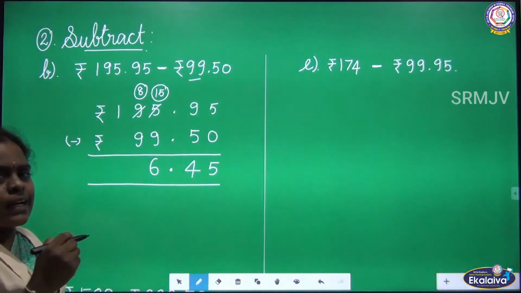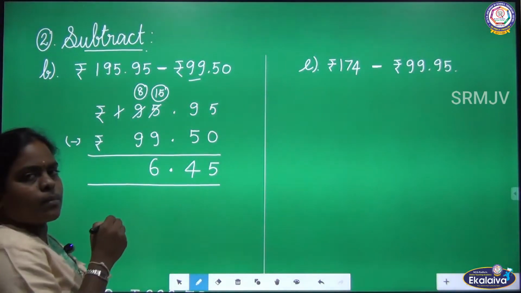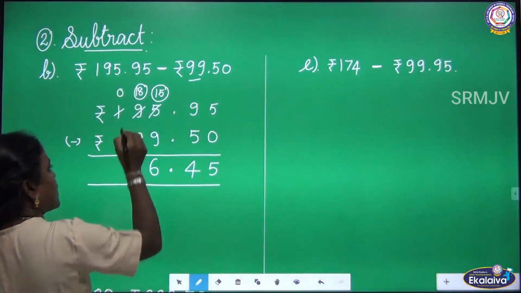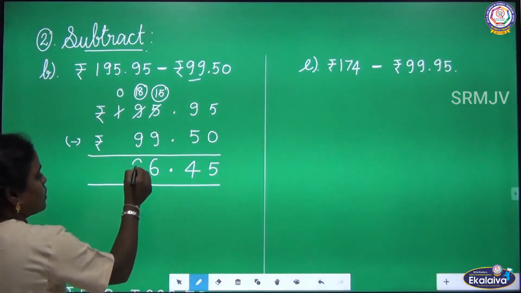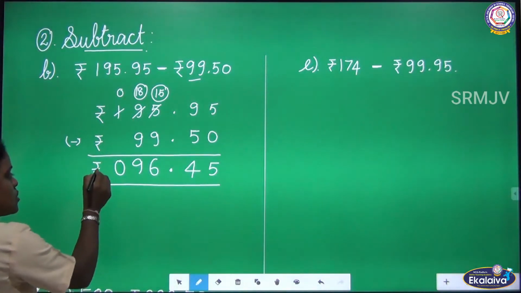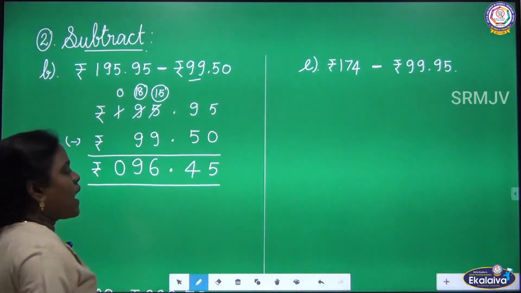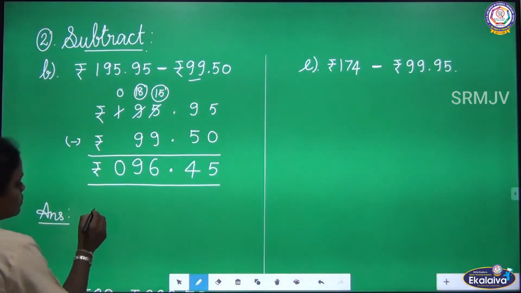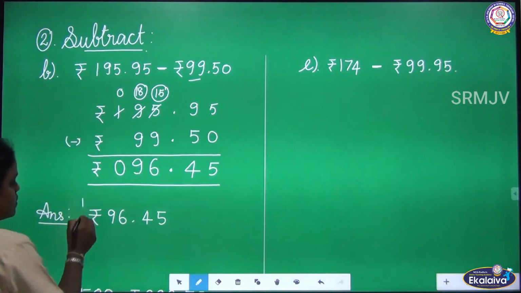8 minus 9. Again here we have a smaller number in the first place. So we are going to borrow from the before digit. It becomes 0 and the 8 becomes 18. 18 minus 9, it is 9. So here we have 0, just copy down. So if you subtract the given amounts, you can get 96 rupees and 45 paise. So the answer is 96 rupees and 45 paise.